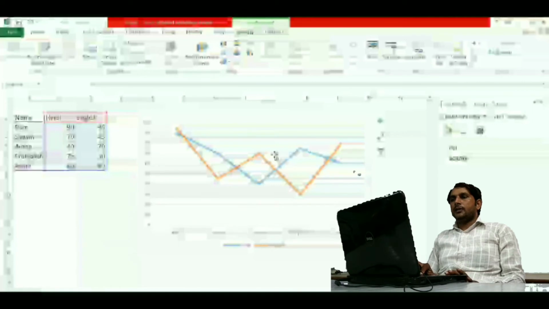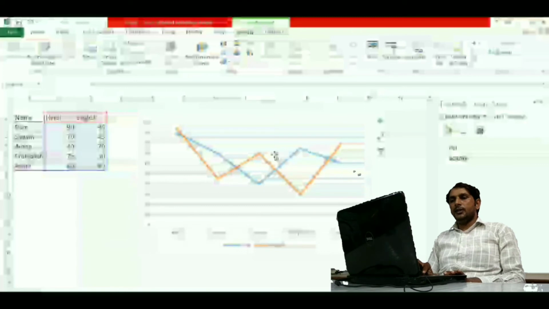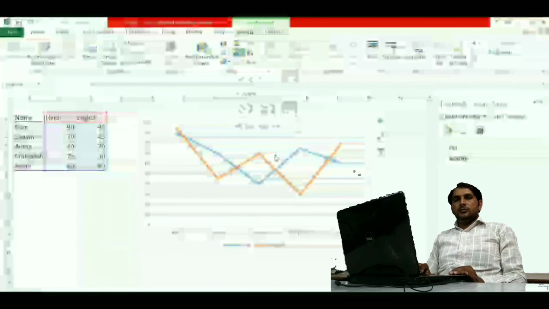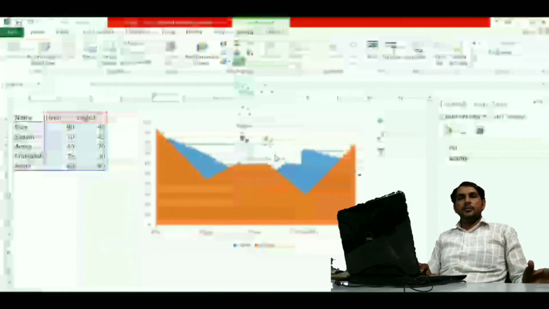Now the next kind of chart you can see here is the area chart. The area chart for this data will look like this. The difference between the line chart and the area chart is that the area is filled just below the lines. The next chart you can see is the scatter chart. In the scatter chart the points are displayed by dots. In the line chart we didn't have these points, but in this chart we have dots available.